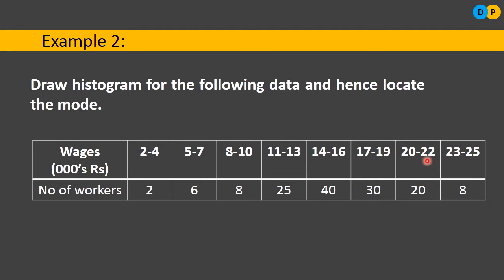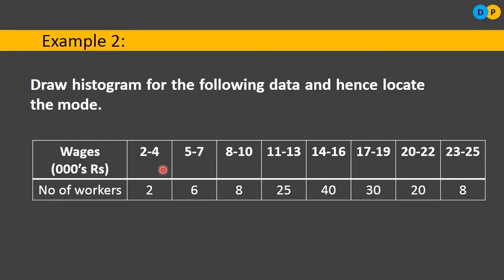The noticeable thing here is the class intervals 2 to 4, then 5 to 7, 8 to 10, and so on. If you observe the class limits, both lower limit and upper limit are included in the same class interval. Nothing but these class intervals are inclusive class intervals. So both the lower limit and upper limit are included in the same class interval.